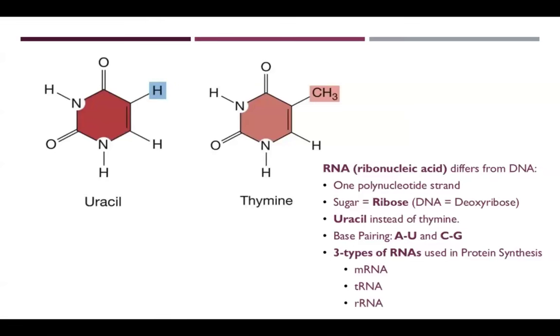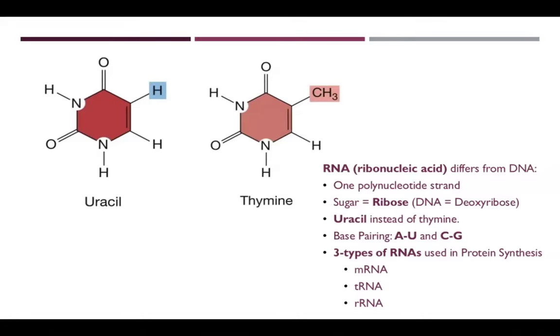So what is RNA? RNA is similar to DNA, except RNA has an oxygen. So RNA also has one polynucleotide strand. It also contains ribose, while DNA contains deoxyribose, which means it doesn't contain an oxygen. RNA contains a ribose. And then RNA also involves uracil instead of thymine. As you can see here, uracil and thymine are extremely similar, except uracil has a hydrogen group, while thymine has a methyl group. And then the base pairing for RNA is adenine and uracil, while for DNA it's adenine and thymine. But cytosine and guanine are the same for both RNA and DNA.